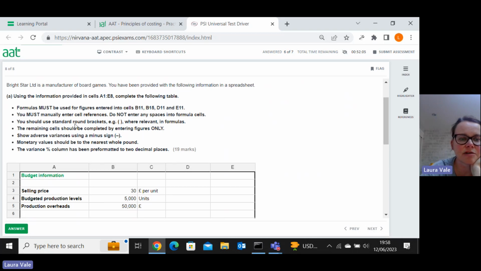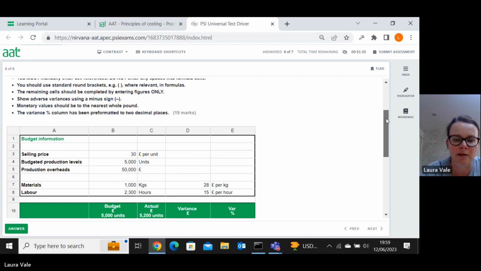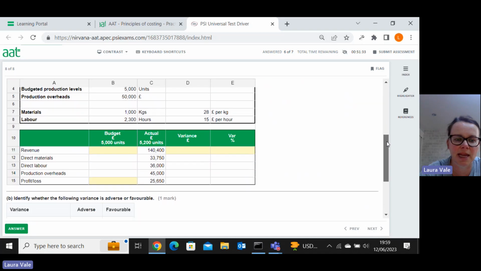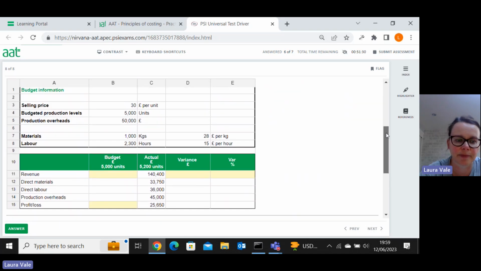You should use standard round brackets where relevant in formulas. The remaining cells should be completed by entering figures only. So don't put a formula in, in other words. Show adverse variances with a minus sign. Monetary values should be to the nearest whole pound. And the variance percent column has been pre-formatted to 2 decimal places. Right, so that's the reference material. Now we have to fill in this.